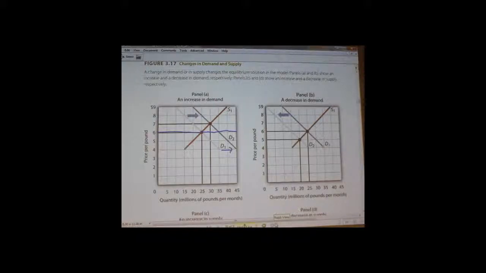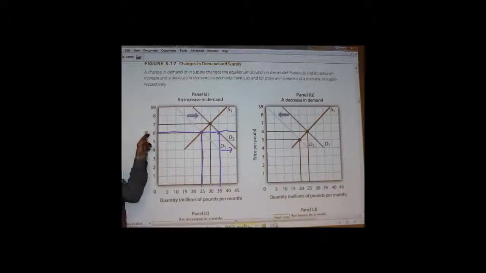Okay, what is the quantity demanded after the shift at a price of $6? Very good, 35. You see that here. But what's the quantity supplied at $6? Still 25. So nothing's happened to supply, right?